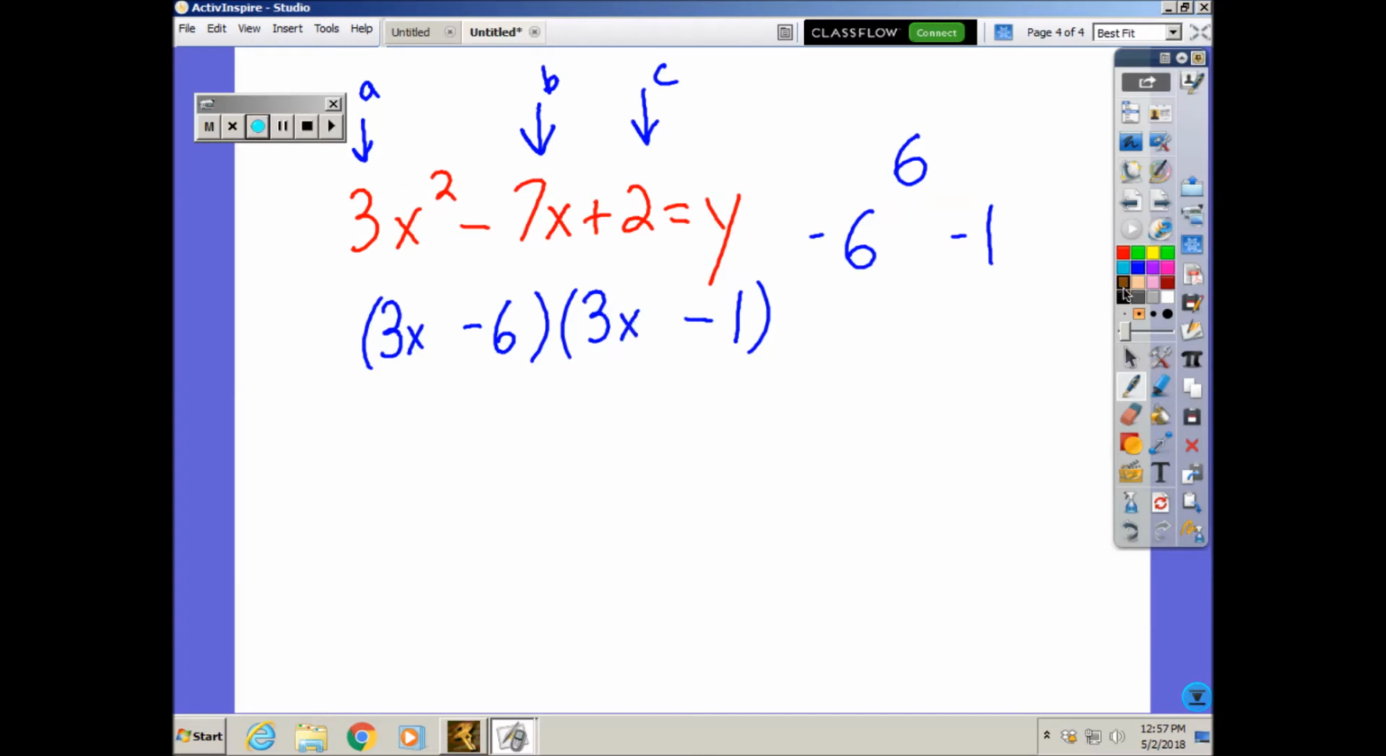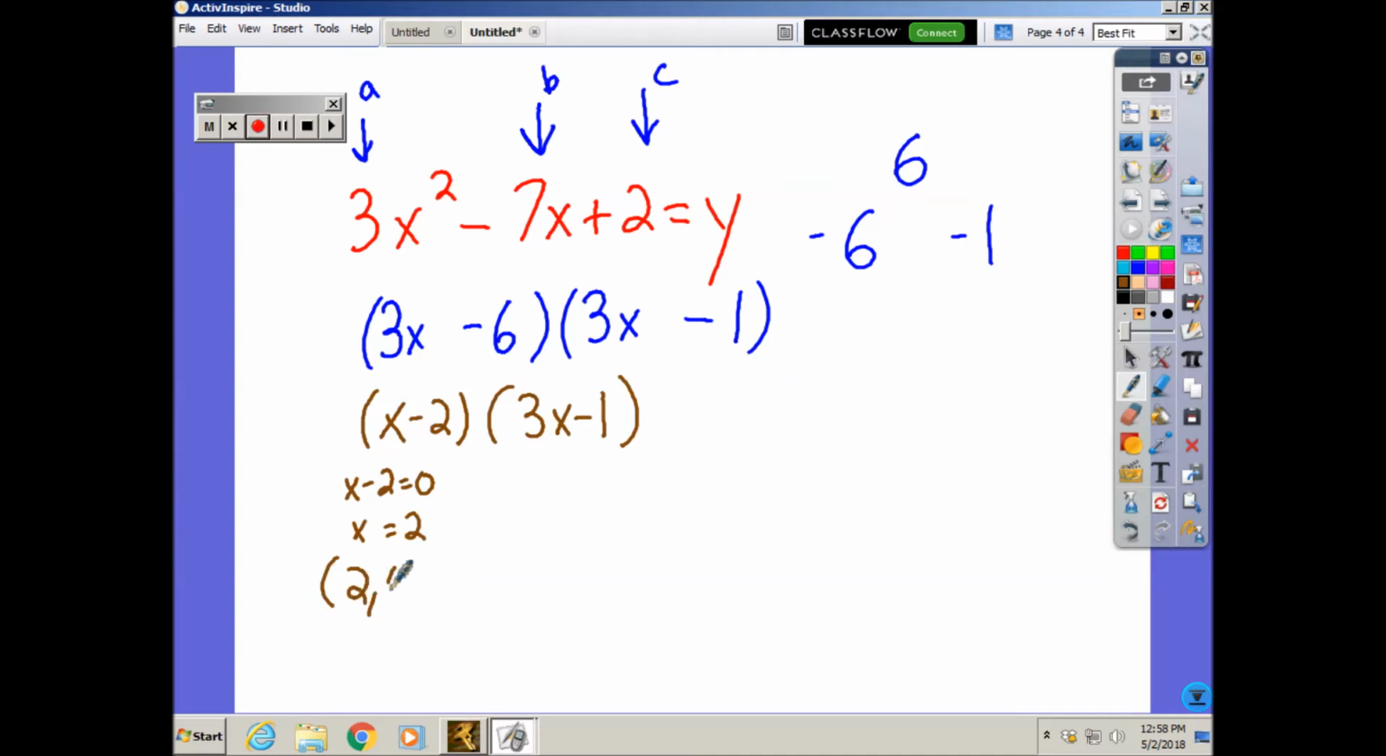So I have to remember to simplify. Meaning, I divide the 3x and the negative 6. They're both divisible by 3. So I get x minus 2. 3x minus 1 is not able to be simplified. So I set both of these equal to 0. Most kids at this point will get that x minus 2 equals 0. So if I add 2 to both sides, x equals 2.